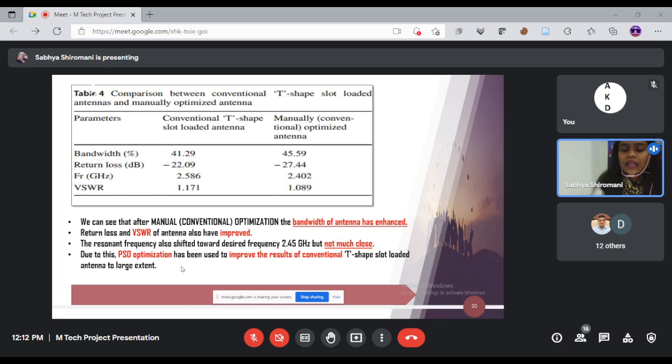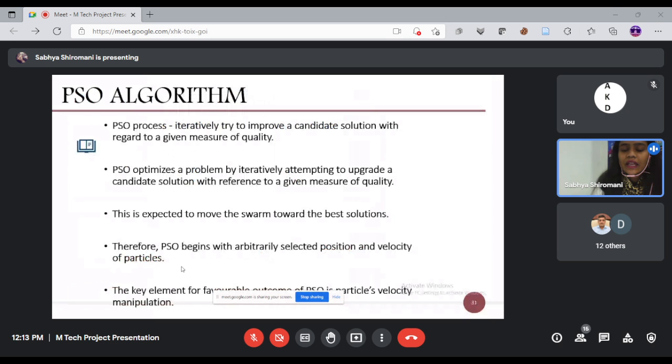As we know at every point, the manual optimization has its limitations, so the PSO will overcome those as well. The process of PSO is iteratively trying to improve the candidate solution with regard to some measure of quality. This is expected to move the swarm towards the solution. Therefore, PSO begins with arbitrarily selected positions and velocities of particles.